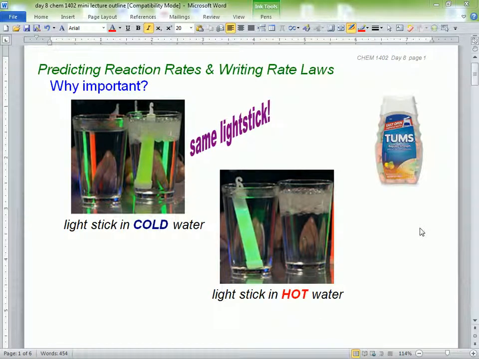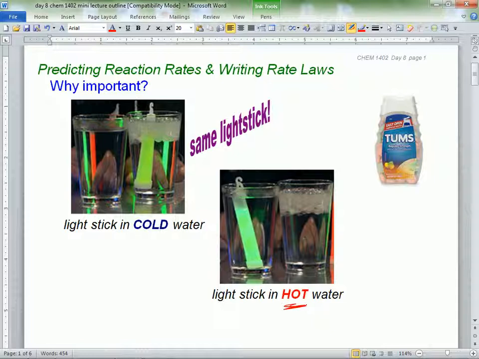So, predicting reaction rates and writing rate laws. We've got a couple of containers here with those glow-in-the-dark light sticks. And Danny, one of them, the light stick is a little bit brighter than the other one. Which one is it? In the hot water. Yeah, it's brighter. Jerixa, why would it be brighter?